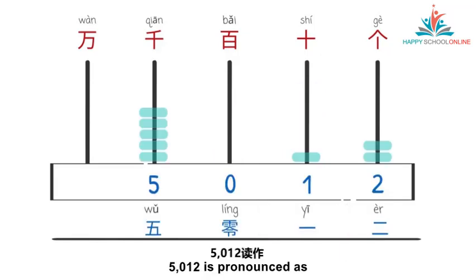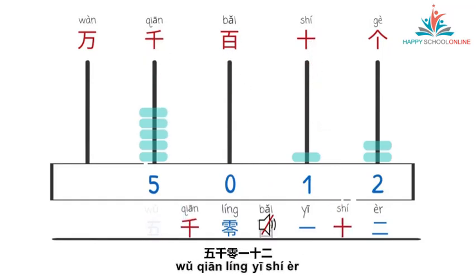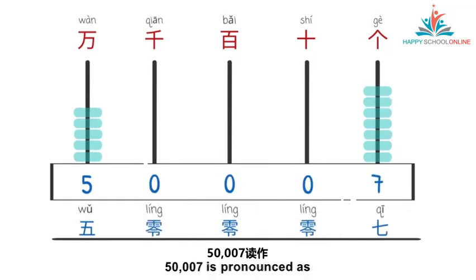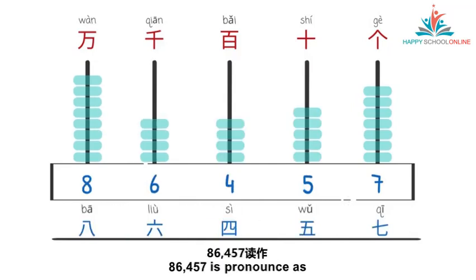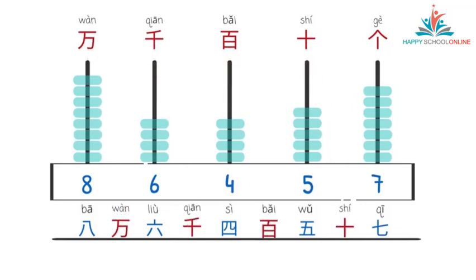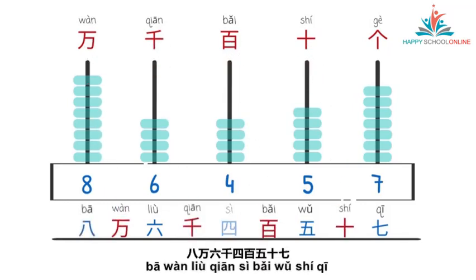5012 is pronounced as 5012. 50,007 is pronounced as 50007. 86,457 is pronounced as 86457.